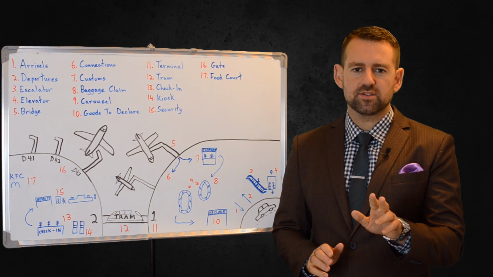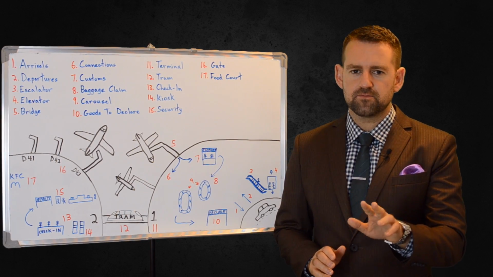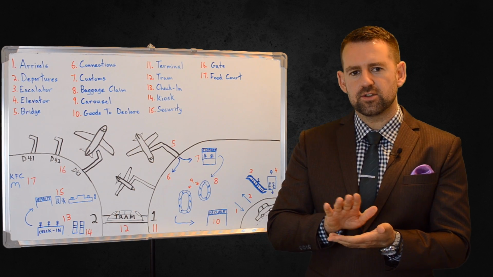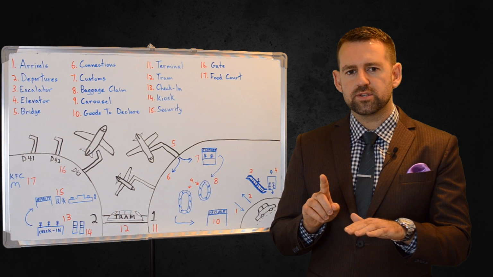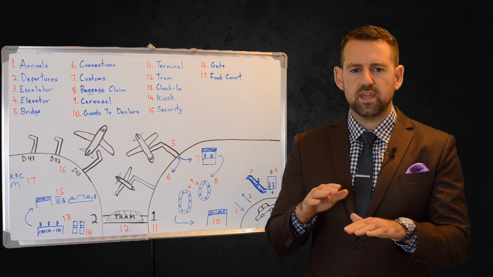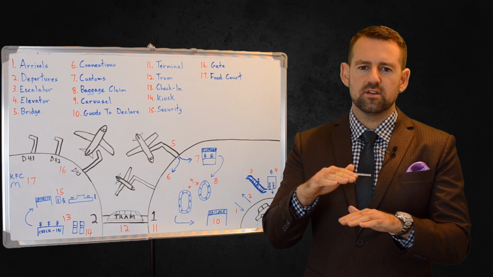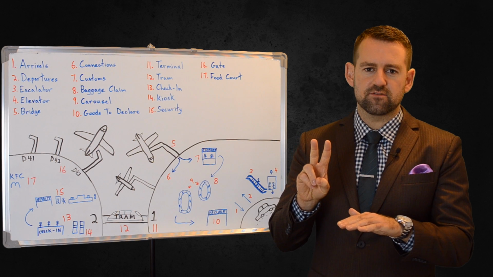Every airport has 2 areas, arrivals and departures. The arrivals level is always on the first floor and the departures level is always on the second floor.